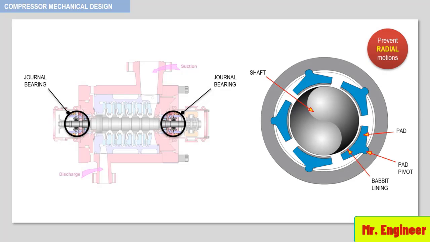This next figure shows another type of journal bearing. It's called a tilting pad journal bearing. These bearings are designed for high speeds and shaft stabilization. They include a tilting shoe or pad, a tilting shoe pivot or pad pivot, and a babbitt lining.